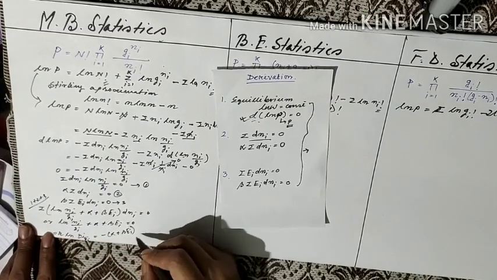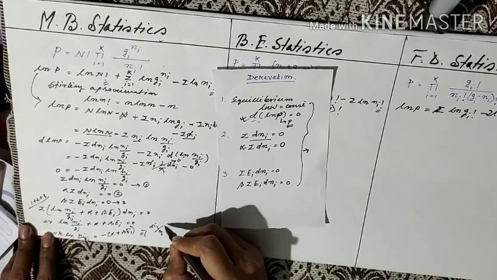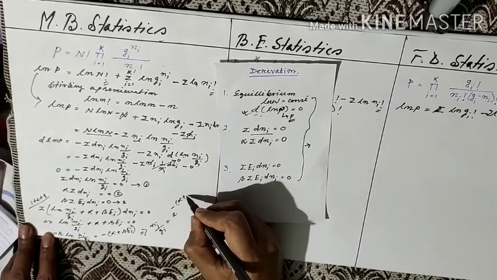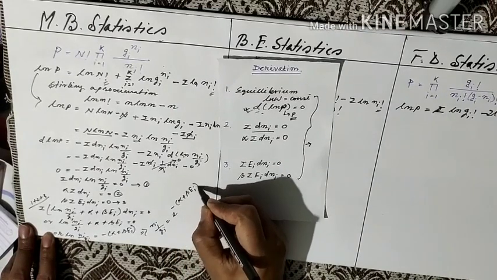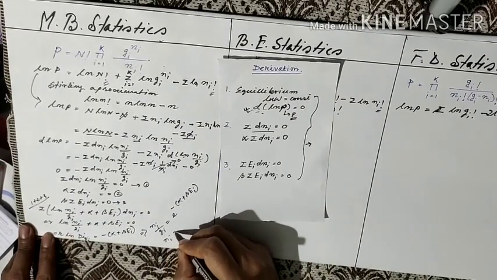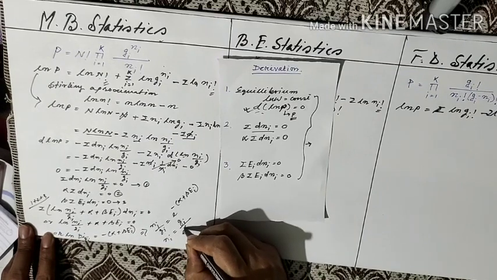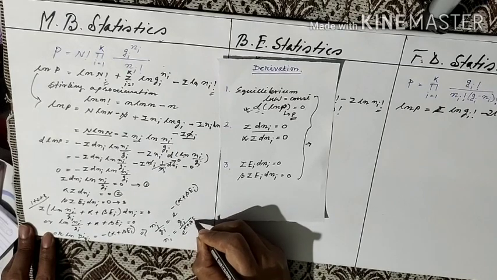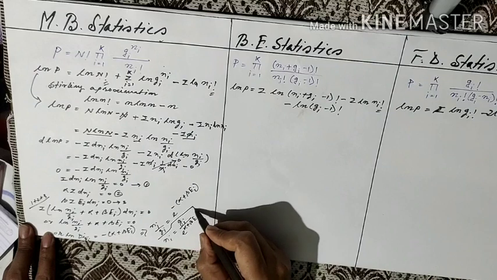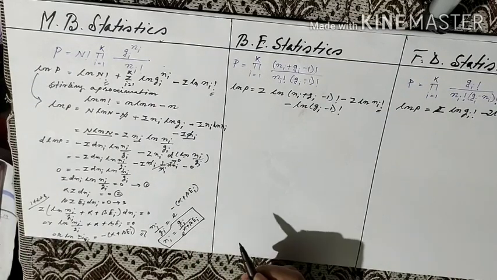Okay, so if I write, or, ni by gi is equal to e to the power minus alpha plus beta ei. So ni is equal to gi by e to the power alpha plus beta ei. This is our first Maxwell Boltzmann distribution law. We have derived it. Okay.